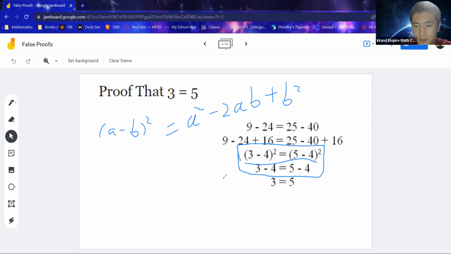More specifically, the mistake lies in taking the square root of this, right? Because if you think about it, how did we get from the third line to the fourth line? We took the square root of both sides, right? We took the square root of (3 minus 4) squared, and that gave us 3 minus 4. We took the square root of (5 minus 4) squared, and that gave us 5 minus 4. Yeah, you want to say something?